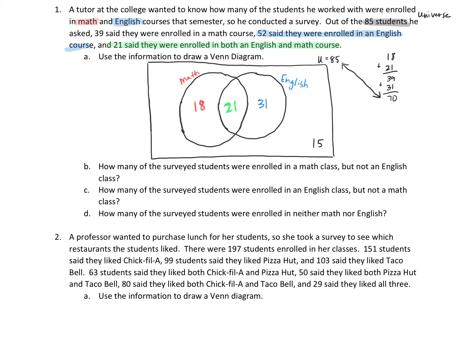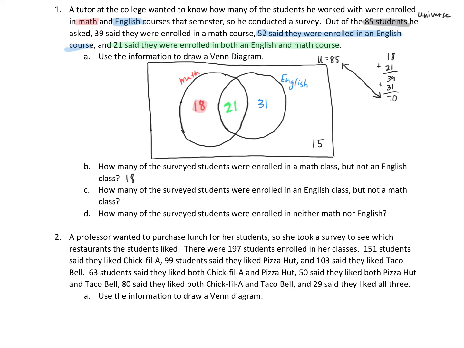So now using that diagram, I'm going to be able to answer some more questions. So part B, how many of the surveyed students were enrolled in a math class but not an English class? In other words, how many were enrolled in just math? So that would be this number 18 right here. This is the number of students who were enrolled in math but not English. So that would be 18.